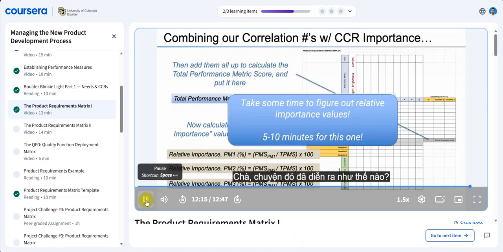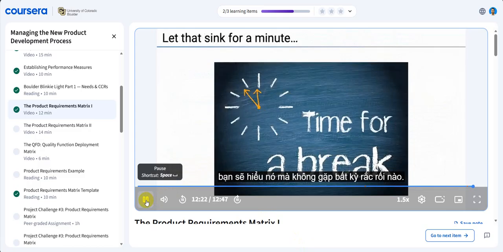Well, how'd that go? It's a little complicated the first time around, but once you do this once or twice, you'll get the hang of it without any trouble whatsoever. For now, though, let's just take a short break, and when we come back, we'll start filling out the rest of the product requirements matrix. I'll see you soon.